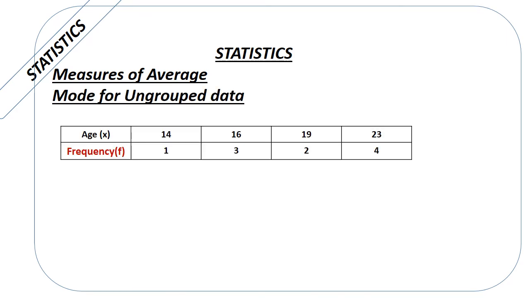What about a situation where we have frequency? When you have been given data that has frequency, it is easy to tell the mode. You just look at the highest frequency, because highest frequency means it appears more. For example, 14 here appears once, 16 appears 3 times, 19 appears twice, 23 appears 4 times. So the mode here is 23.